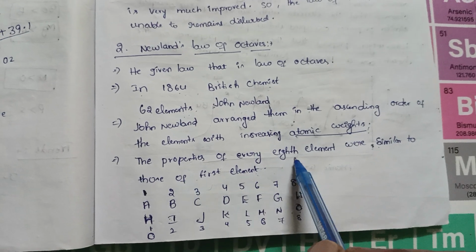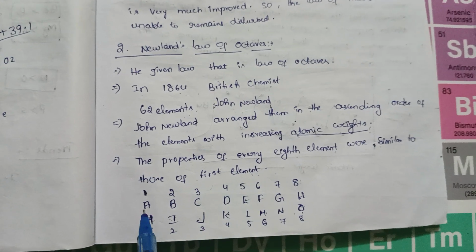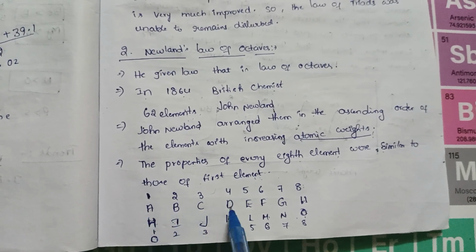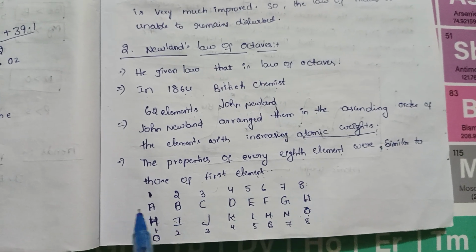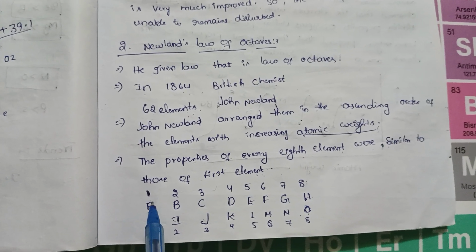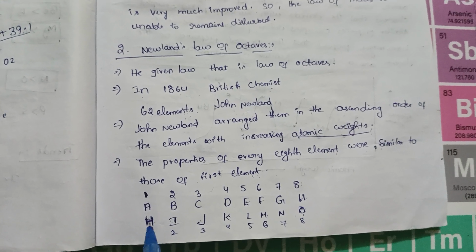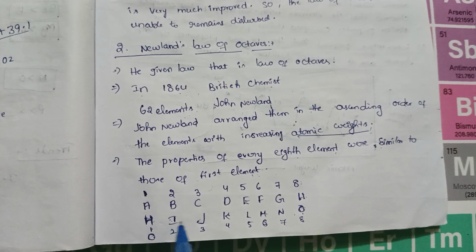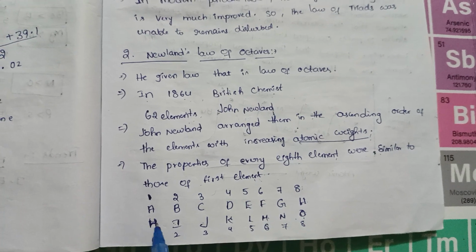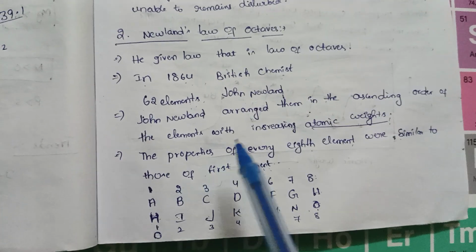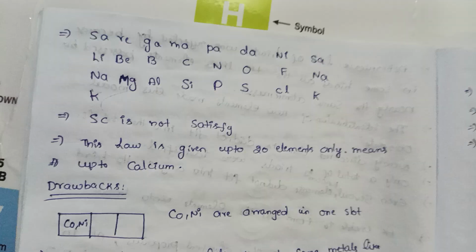The properties of every eighth element were similar to those of the first element. If we take the example A, B, C, D, E, F, G, H, see, H resembles the properties of the A element, the first one. So that's why H is put in this group. Again, if you take H, I, J, K, L, M, N, O, again O resembles the properties of H. Like that, he arranged the elements in increasing order of atomic weights.